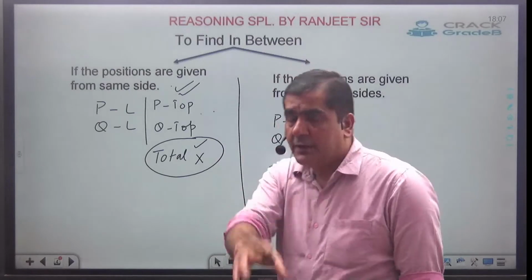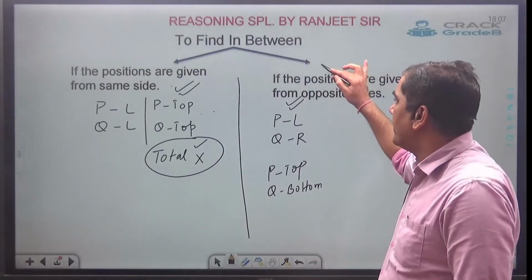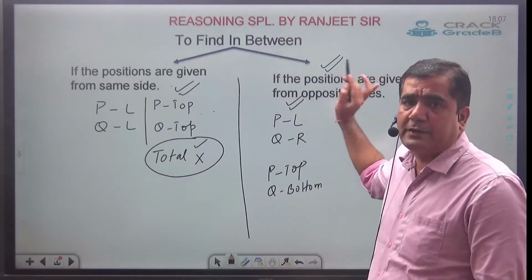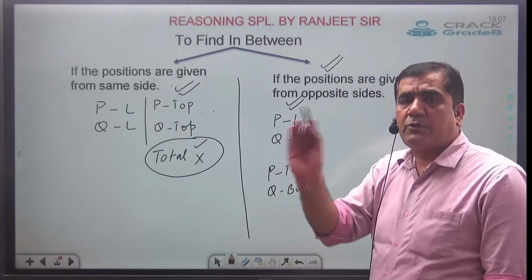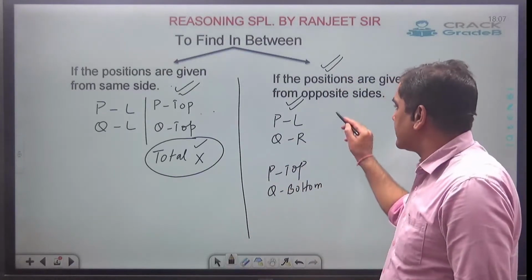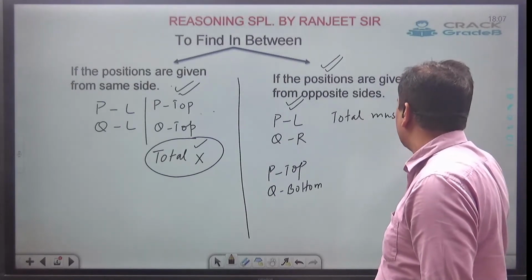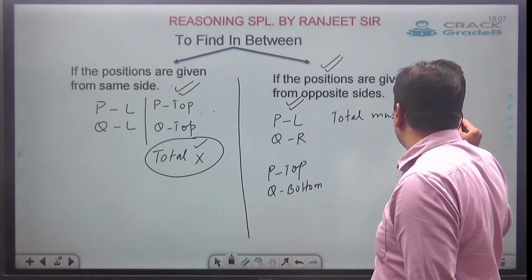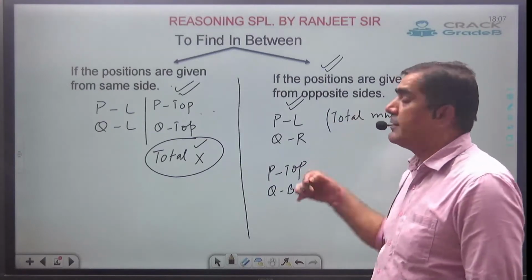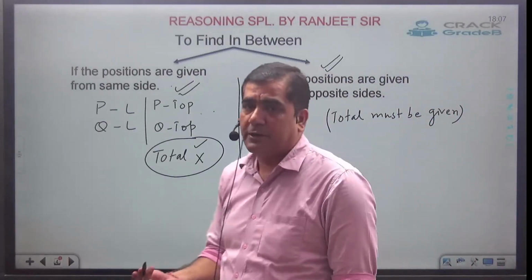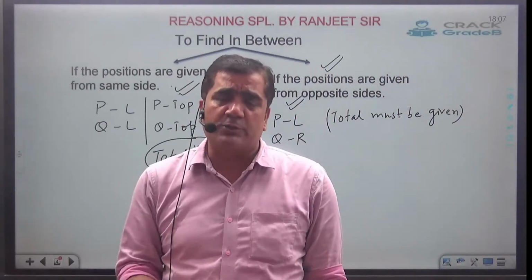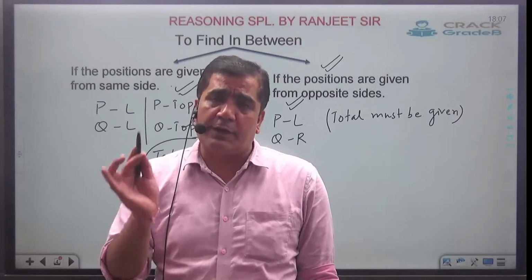But if the positions are given from opposite side, and this is going to be asked in your banking examinations, in that case, total must be given. Total must be given. If total is not given, then we are not able to find whether case 1 is possible or case 2 is possible. What is case 1? What is case 2? I think this part is absolutely clear to each one of you.